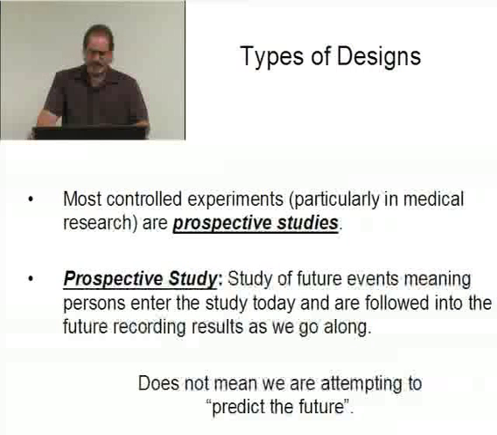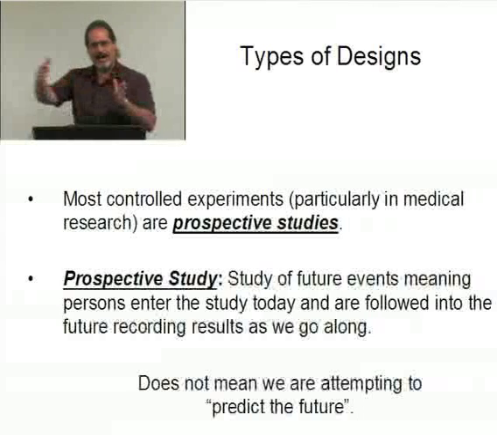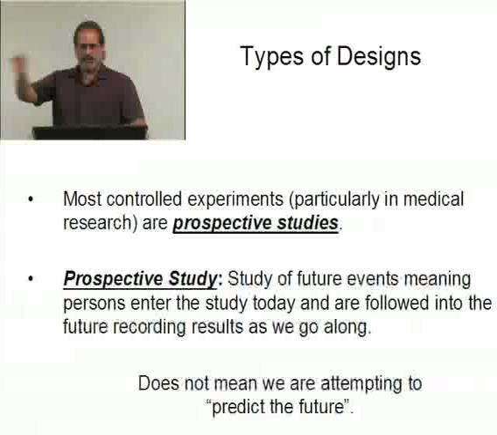Most controlled experiments, particularly in medical research, are known as prospective studies. Now, the idea behind a prospective study is that we study future events, meaning that people come into the study, we start now, and we follow them into the future. So we collect data as time goes on. They start at some point, and we collect data as time goes on.